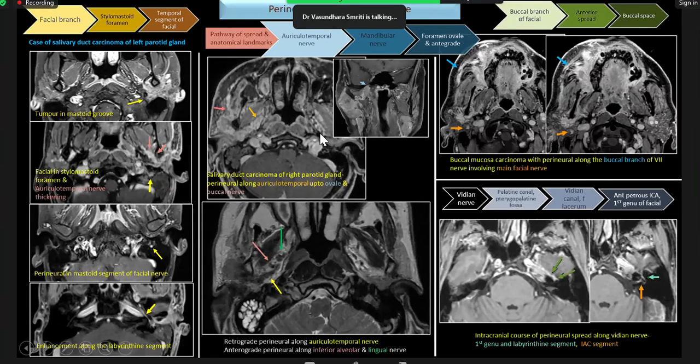So how does the facial nerve get involved? Facial gets involved either by the direct branch coming up to the mastoid segment. It may give a perineural spread into the auriculotemporal nerve. You will have to check your buccal nerve in certain cases and also via the median nerve. So these are the ways through which the facial nerve was involved.